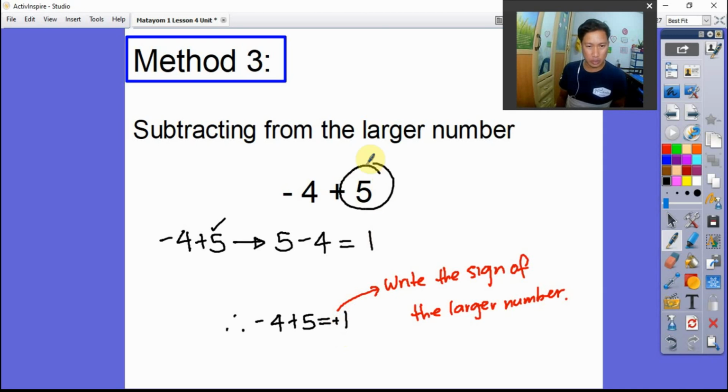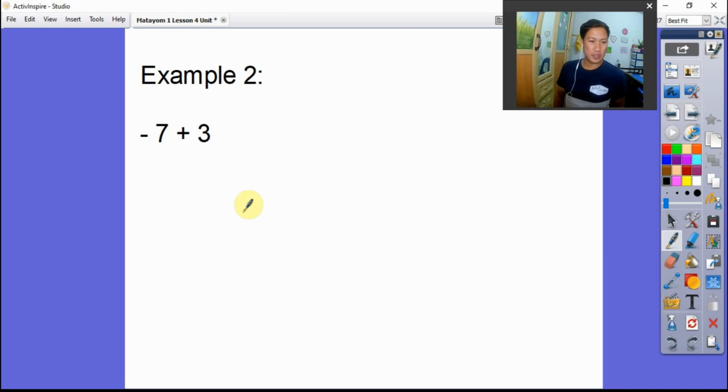So this is the larger number. The sign of 5 here is positive. So this positive here, we write it to our final answer. So our answer is positive 1. But for positive numbers, no need to write the positive sign. So just write 1. Alright, so example number 2.